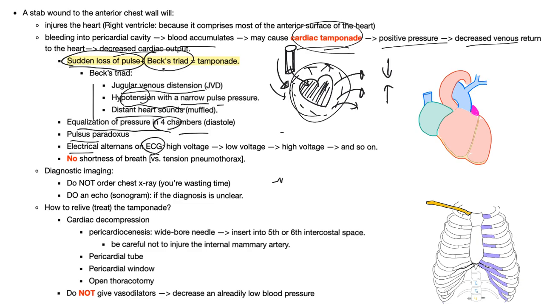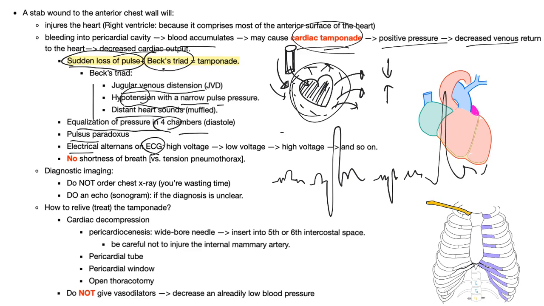So you have low voltage like this. Then you have a high voltage like this. And then you have another low voltage like this. Low voltage, high voltage, low voltage. This is called electrical alternance.